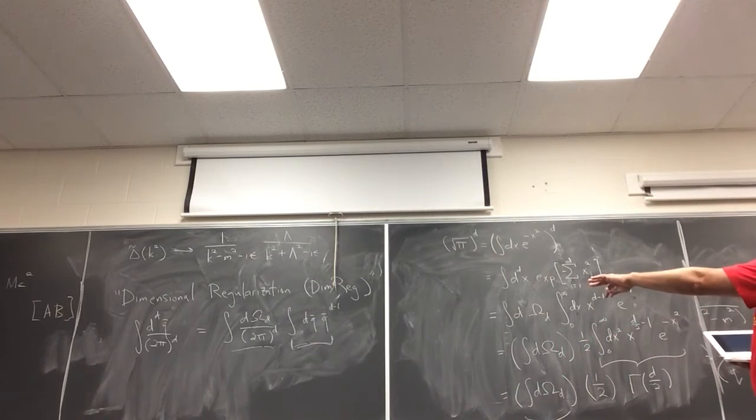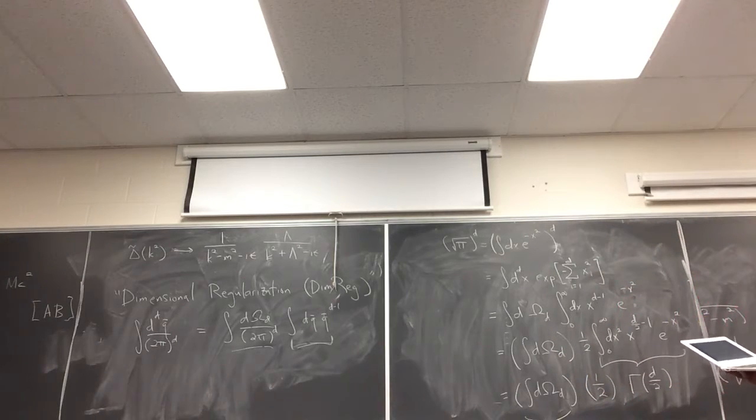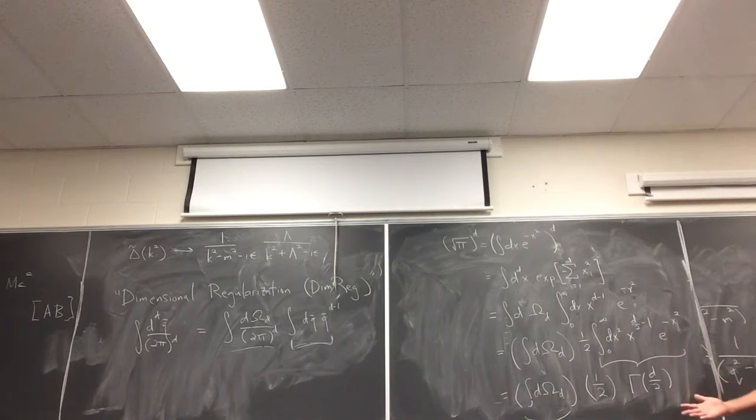Because when I go back to my original problem, it's gone. It only depends on the radial direction, right? It doesn't depend on the arguments. It doesn't depend on the spherical direction. So I can go ahead and do this integration. The problem was I didn't know how to do it in d dimensions.